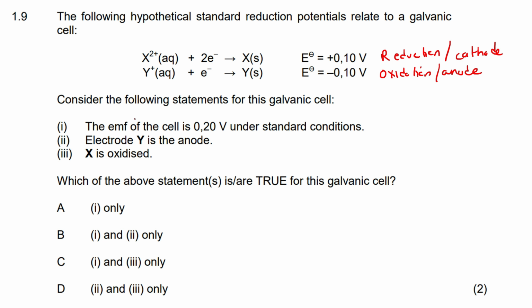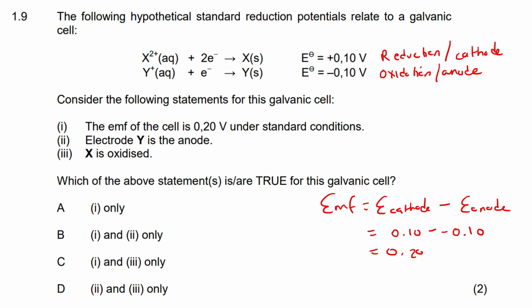Okay, so if you wanted to work out the EMF of the cell, we know that there's a formula that says it's the cathode minus anode. And that's going to give us 0.10 minus negative 0.10. That's going to end up becoming 0.20 volts. So they said the EMF is 0.20, so that is correct. This is true. Now, it says that electrode Y is the anode. Well, yes, that is also what we said over here, so that is true.